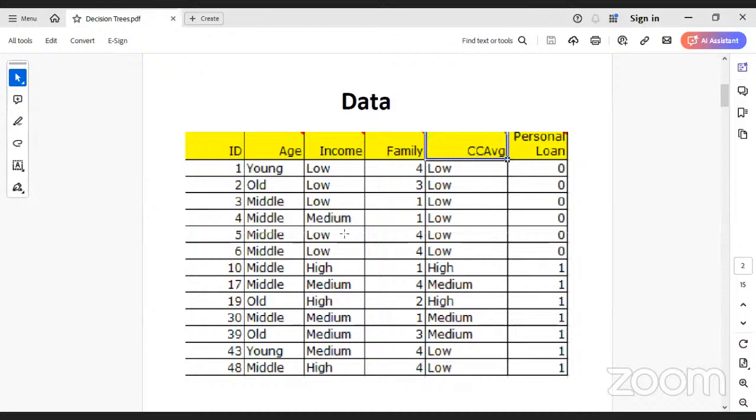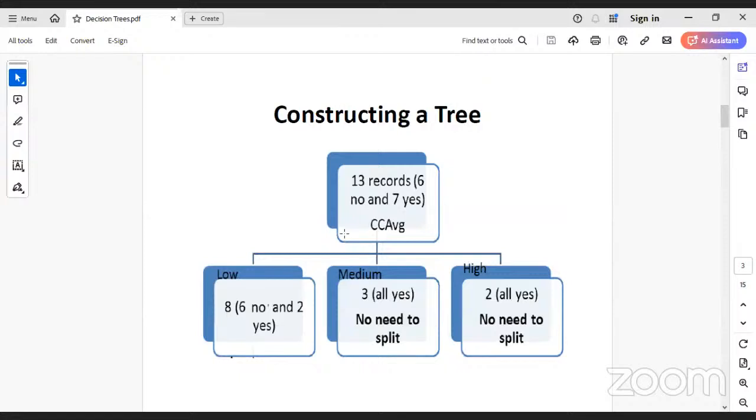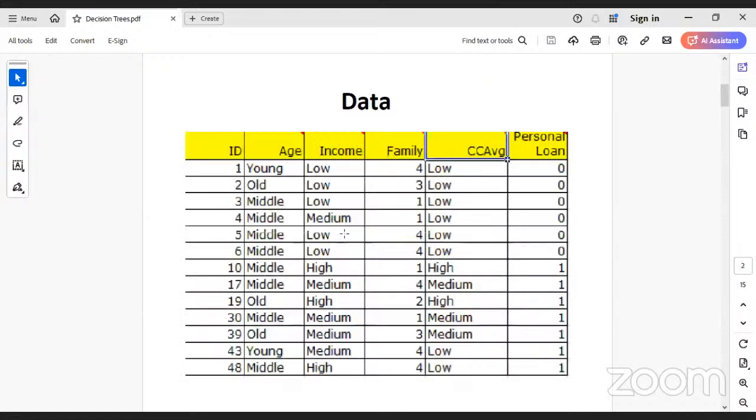Now let us see how a tree is formed. It requires a little bit of attention, so please concentrate. Let us go to the next slide. Constructing a tree. Suppose we are not concerned about the dependent attribute, personal loan. We start with ID, age, income, family, and credit card average. We choose one column. How we choose the column, I will explain in some time.